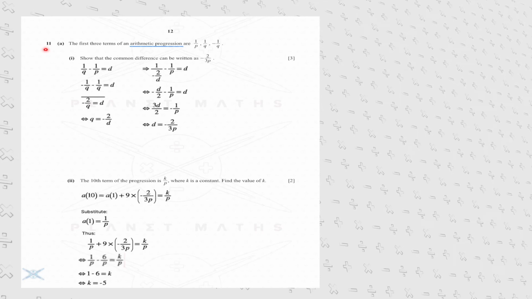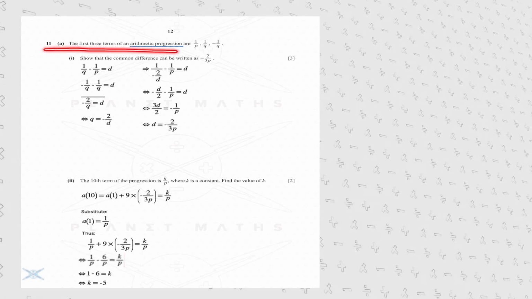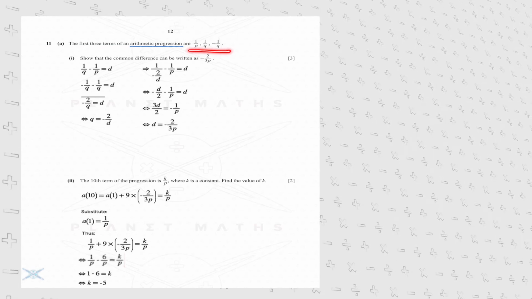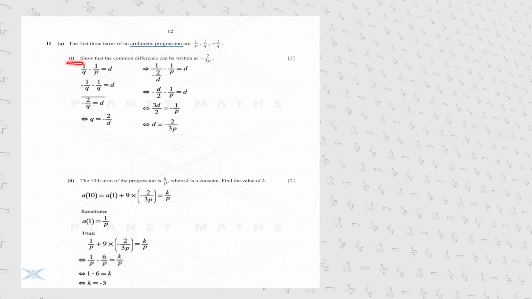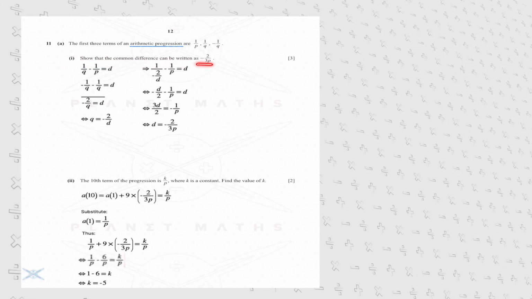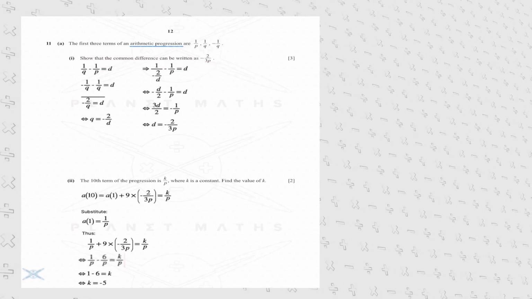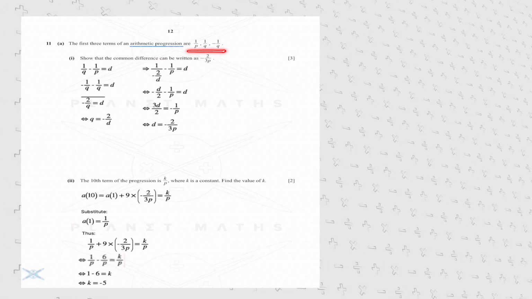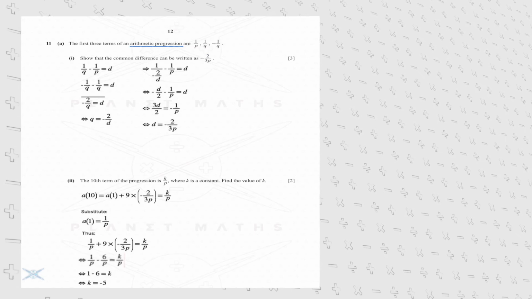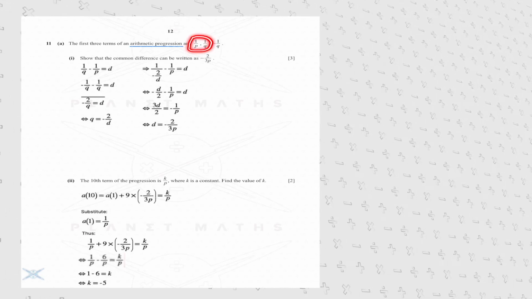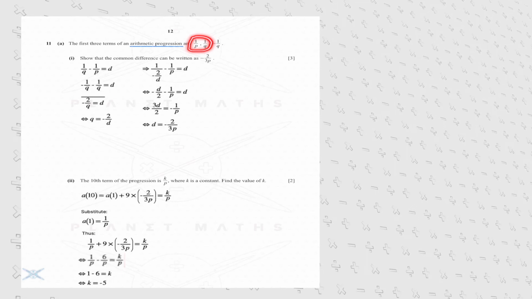In exercise 11a we are faced with an arithmetic progression whereby the first three terms are 1 over p, 1 over q and -1 over q. In part 1 of a we are supposed to show that the common difference can be written as -2 over 3p. Firstly we will set up two equations with the first three terms of the arithmetic progression in terms of d, employing our knowledge that the difference of two successive terms provides us the common difference of an arithmetic progression.